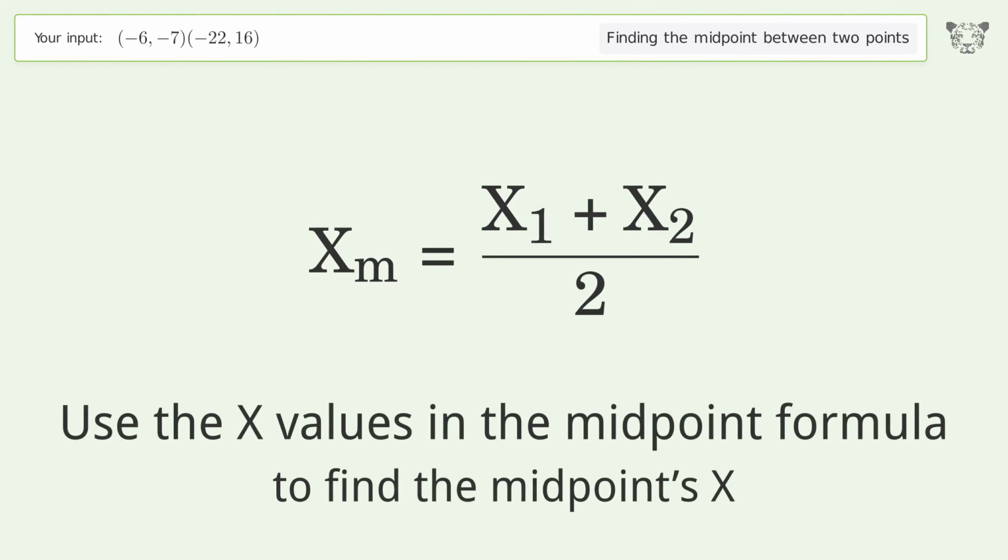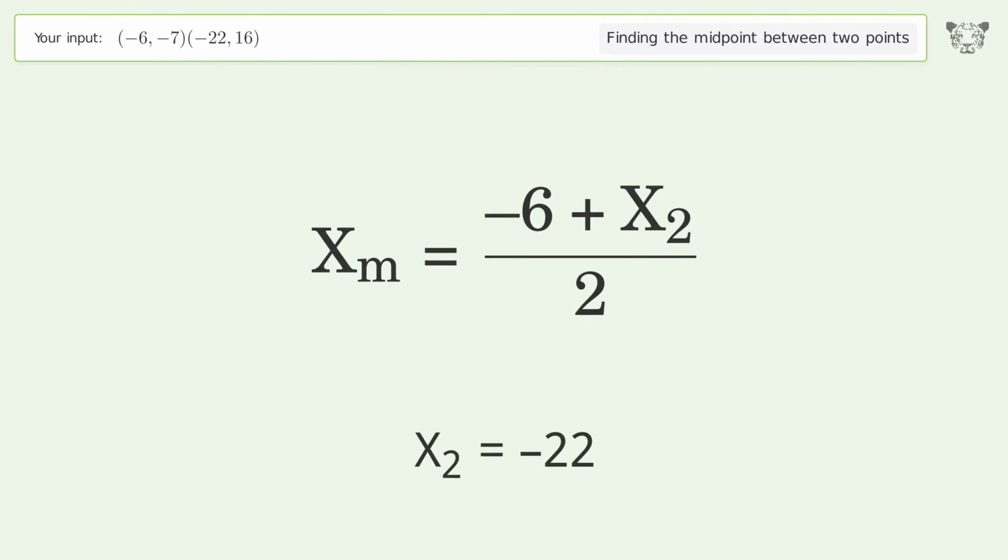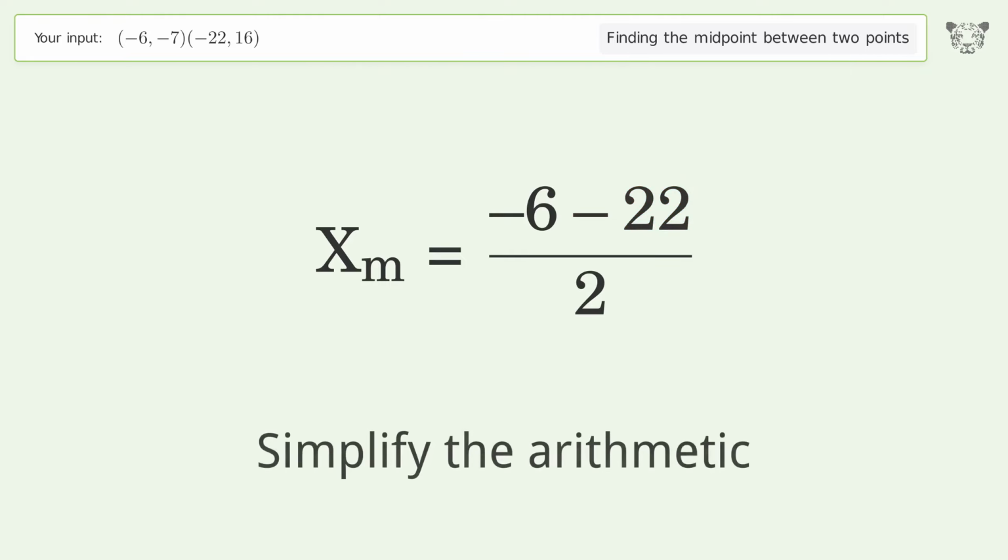Use the x values in the midpoint formula to find the midpoints x. x1 equals -6. x2 equals -22. Simplify the arithmetic.